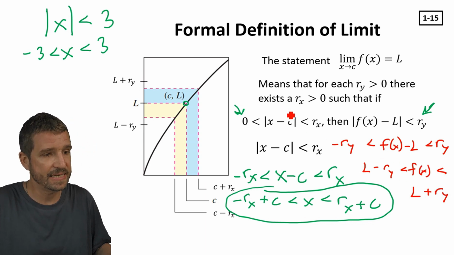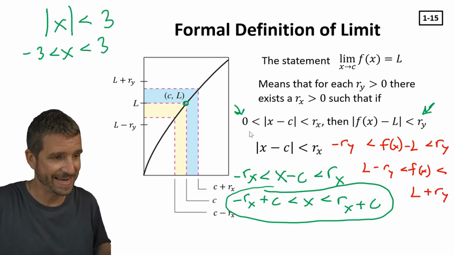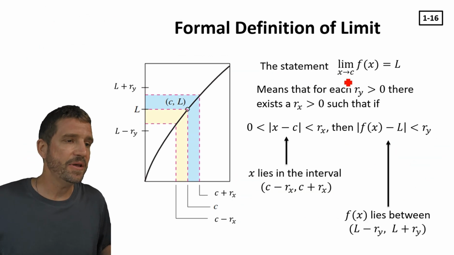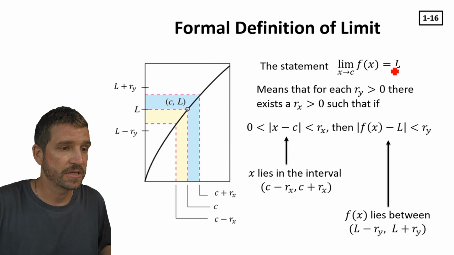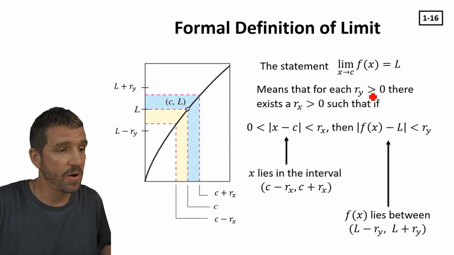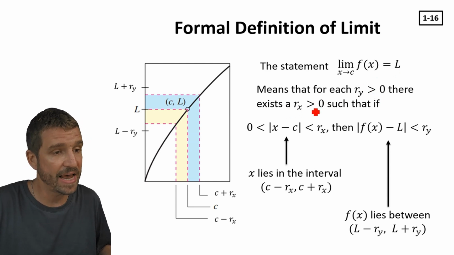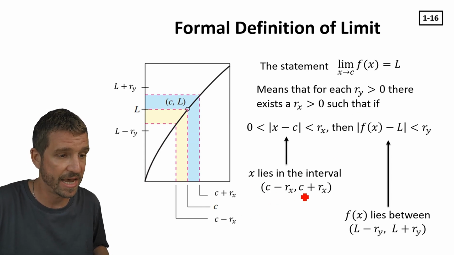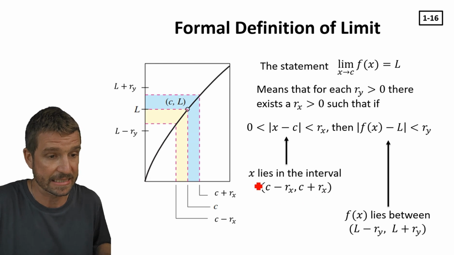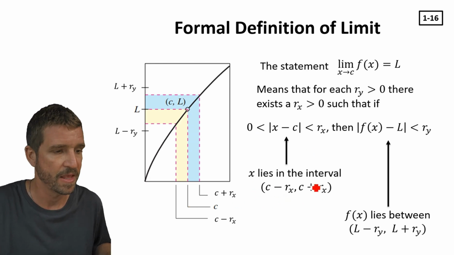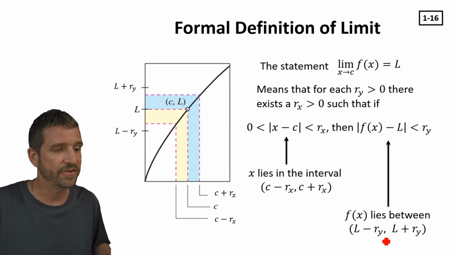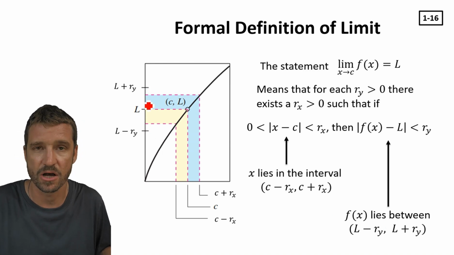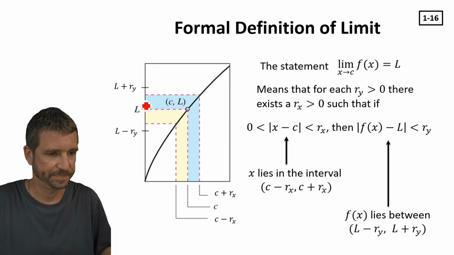So what does all of this say? I'm going to show you on the next slide. I made this a little bit neater, okay? So this just essentially says that the statement, the limit as x approaches c of f of x equals L, means that for every r sub y greater than 0, there exists an r sub x greater than 0, such that if x lies in the interval c minus r sub x to c plus r sub x, except possibly at c, could be a hole, then f of x will definitely lie between L minus r sub y and L plus r sub y. Okay?